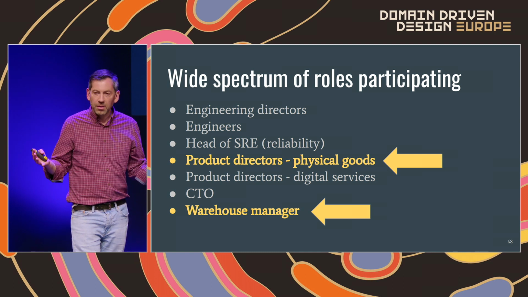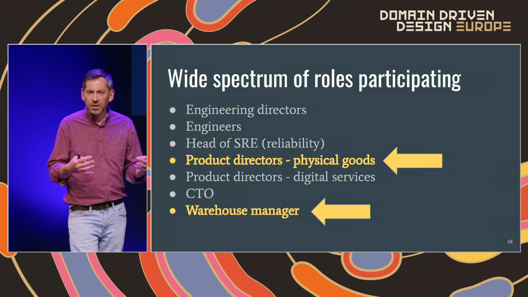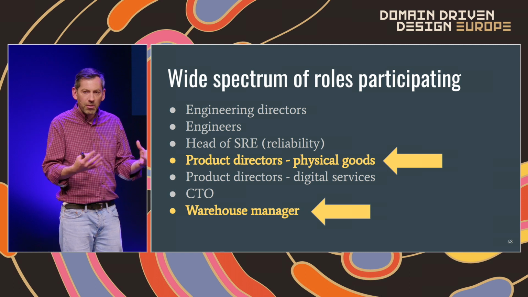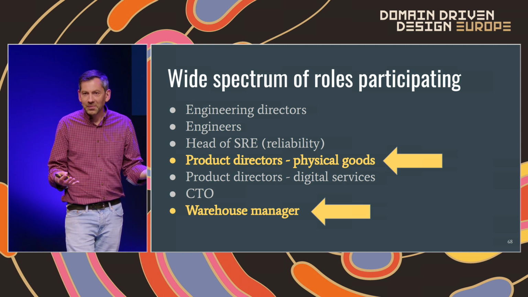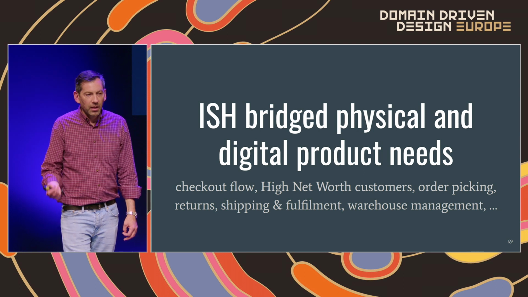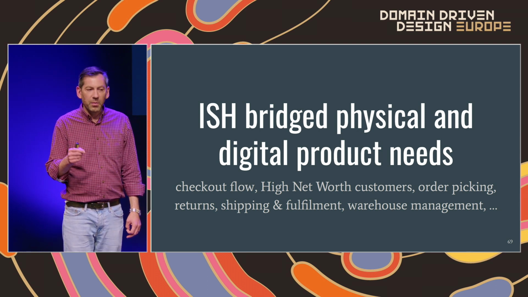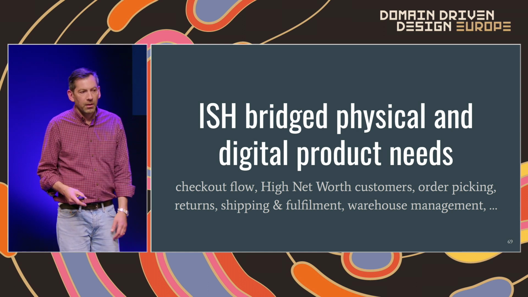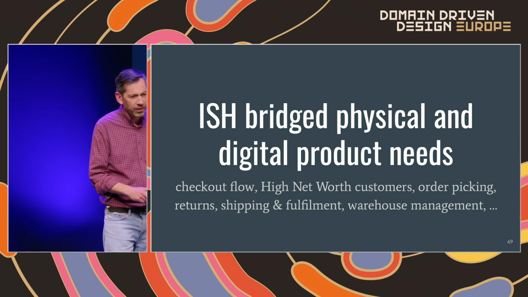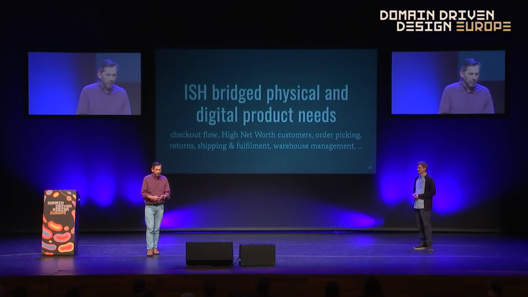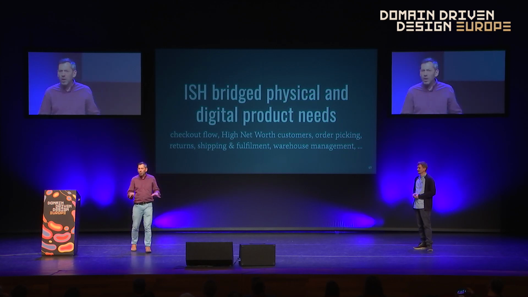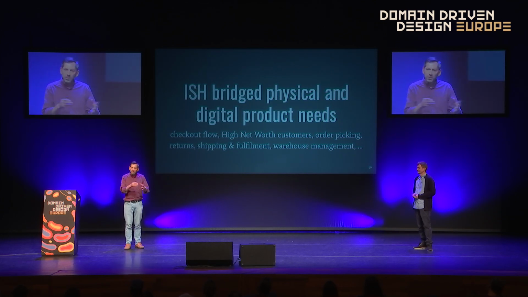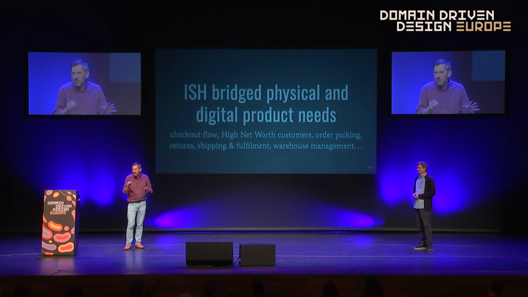And all of these roles were able to contribute really well. They all understood what was going on and could contribute hugely and found the language and terminology very accessible. So independent service heuristics, in this case, bridged the physical and digital product needs because of the nature of the questions. We had things around checkout flow, high net worth customers, order picking, returning goods, shipping and fulfillment, warehouse management, whatever. Quite a wide range of different things. Some digital, some quite physical, some mix. But it seems to be able to bridge these maybe quite different worlds.